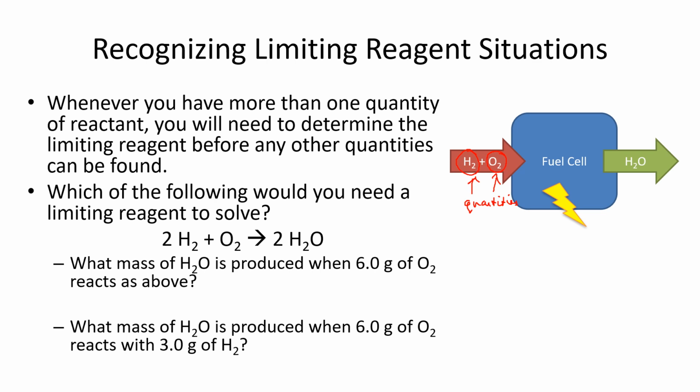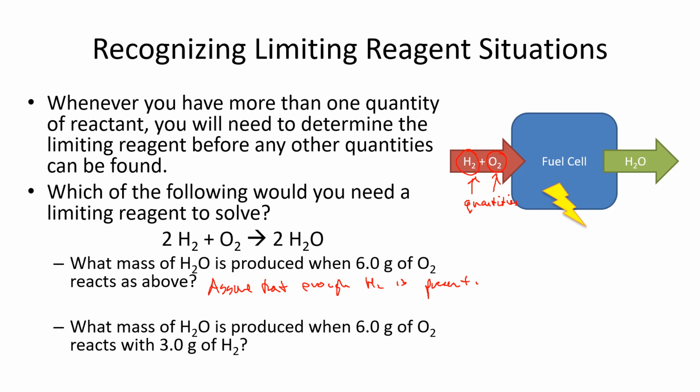The first one says, what mass of water is produced when 6 grams of oxygen reacts as above? Well, in order to answer that, you have to assume that enough hydrogen is present. Otherwise, you can't really answer that. So that's the type of problems we've been doing thus far. We're just assuming that it all reacts. And if it didn't all react, there's no way to really answer that because you wouldn't know how much of it to use going forward.